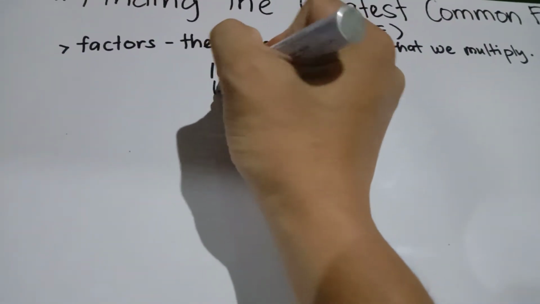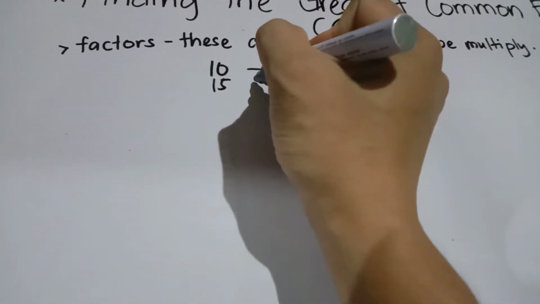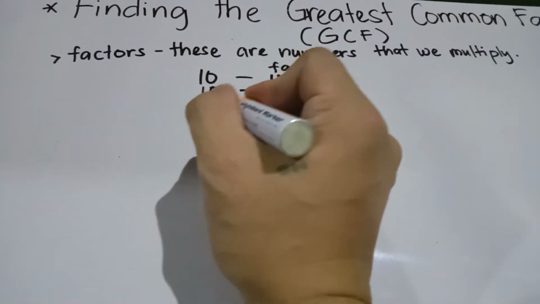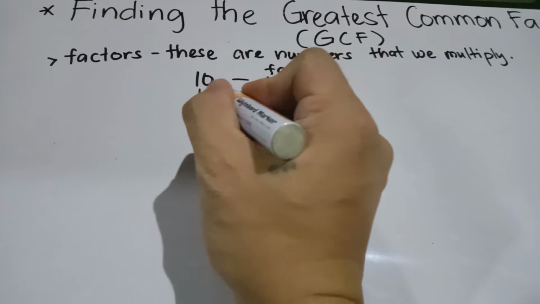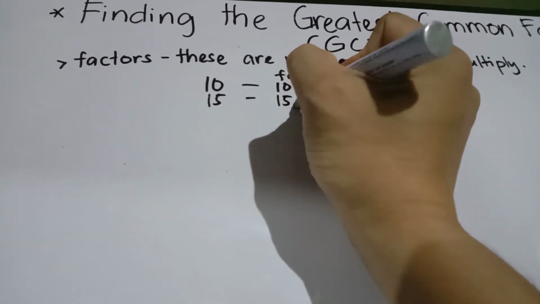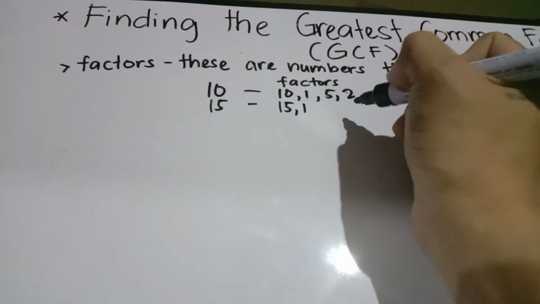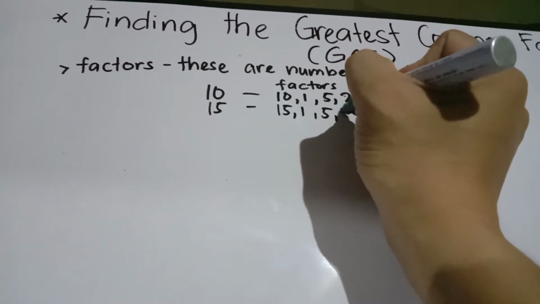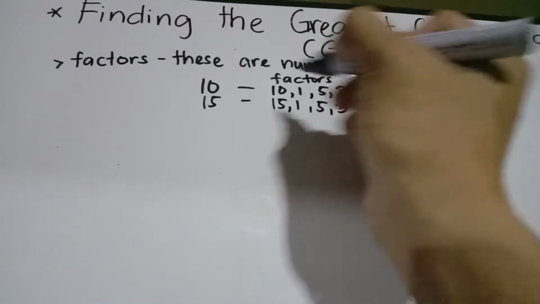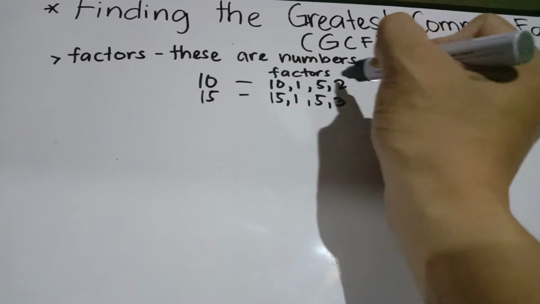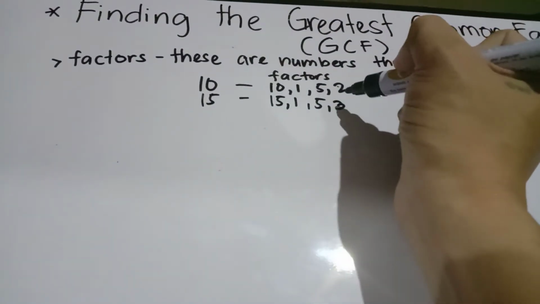Okay, another one, let's have 15. What are the factors of 15? Ano yung number na i-multiply mo, magbibigay ng product na 15? Okay, so 15 times 1. So 15 and 1 are factors of 15. And what else? Okay, 5 and 3. So 5 times 3, that is equal to 15. So these numbers are called factors.